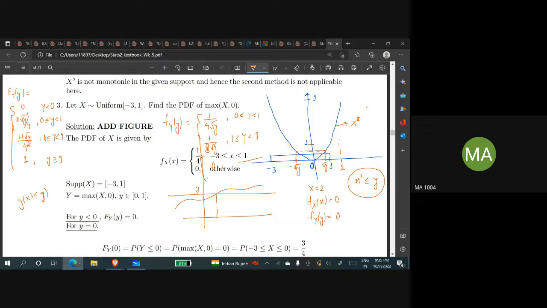So when y is between 1 to 9, if we take any y here, you have to look for all such x for which g(x), which is basically x square, is less than or equal to y. This is happening only for minus root y to root y.